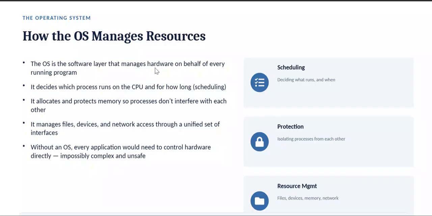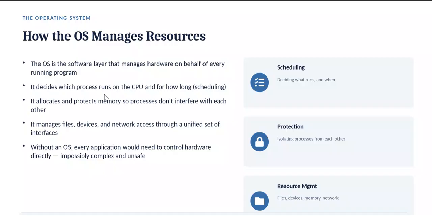How the operating system manages resources. The operating system, the OS, is the software layer that manages hardware on behalf of every running program. It decides which process runs on the CPU and for how long. That is scheduling. It allocates and protects memory so processes don't interfere with each other.